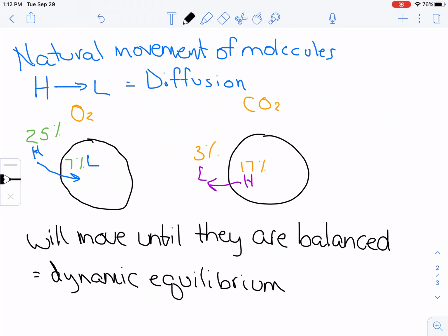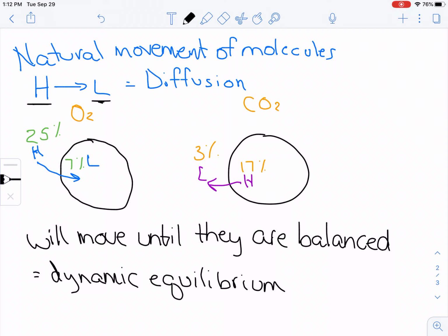So again, diffusion is going from high concentration to low concentration, and you have to identify where is the high and where is the low, and those particles will move from where they're high to where they're low. They will cross the cell membrane to go to the place where they are low because they're trying to balance everything out. That is a process called diffusion.